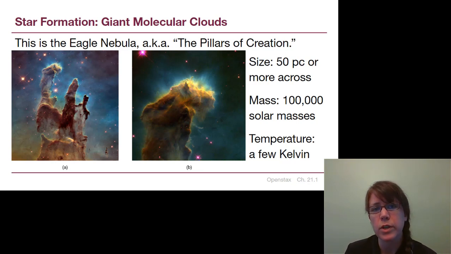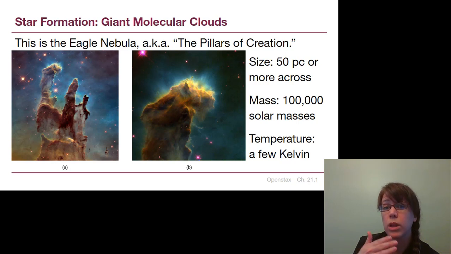Now the size of a giant molecular cloud, the whole structure, can be 50 parsecs or more across. And I need to put that into perspective for us because that unit of parsecs we don't have a lot of intuition for. The unit itself, parsec, came from our discussion of stellar parallax in chapter 19. And 1 parsec is a little bit longer than 3 light years. So it's like 3.26 light years. So 50 parsecs is a distance that would take light more than 150 years to get from one end to the other.